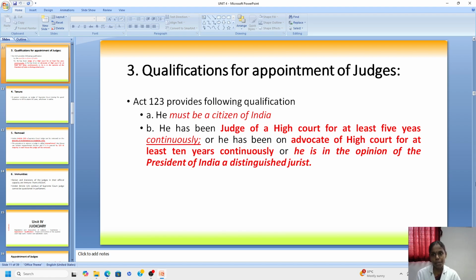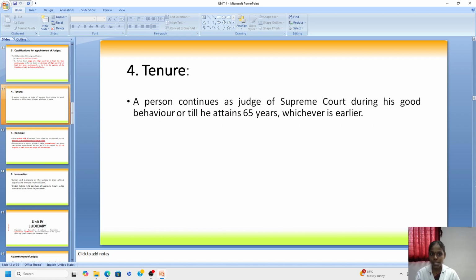Qualification for appointment of judges. He must be a citizen of India. He has been a judge of a High Court for at least 5 years continuously, or he has been an advocate of a High Court for at least 10 years continuously, or he is in the opinion of the President of India a distinguished jurist. Tenure.